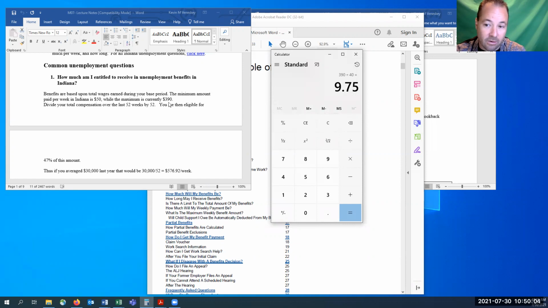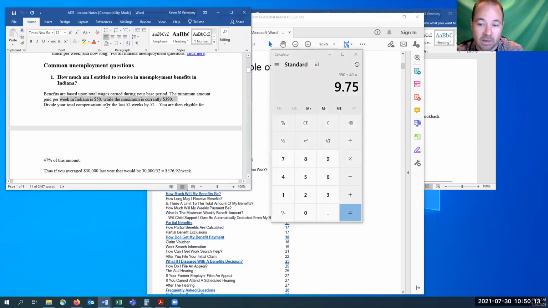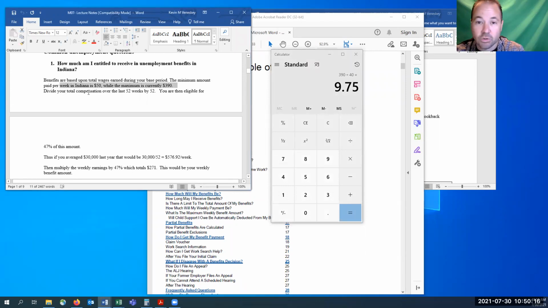Now, to get to the $390 though, you have to have made quite a bit in your previous job. So they're not just going to randomly give you $390. What they're going to do is kind of similar to your Social Security. They're going to look at your total compensation, but this time only for the past year, or the past 52 weeks of work that you've done, and then divide it out by 52. And whatever that is, you get 47%. That's what you would be eligible for. So just under half of your normal wages. It's to provide you something to get you by, but it's not there to be long-term and give you extra spending money by any means.